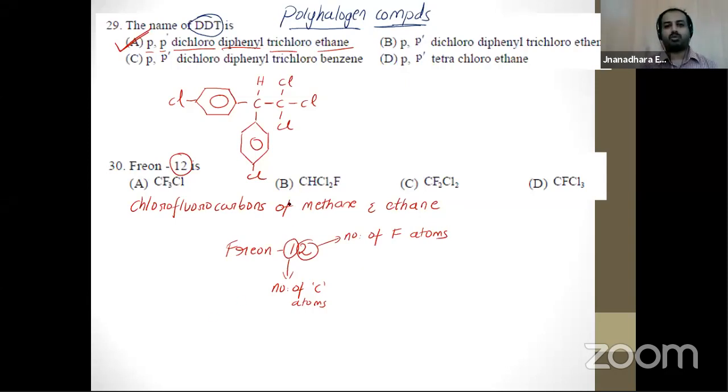Which option here has 1 carbon and 2 fluorines? Let's check option A. It has 1 carbon, 3 fluorines. Not the correct answer. Option B, 1 carbon, 1 fluorine. Not correct. Option C, 1 carbon, 2 fluorines. Yes, this is the right answer. Option D, 1 carbon, 1 fluorine. Not right. So option C is correct.